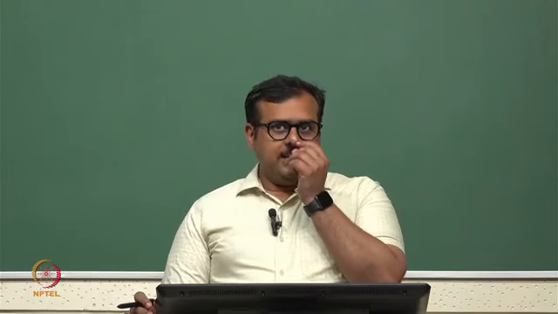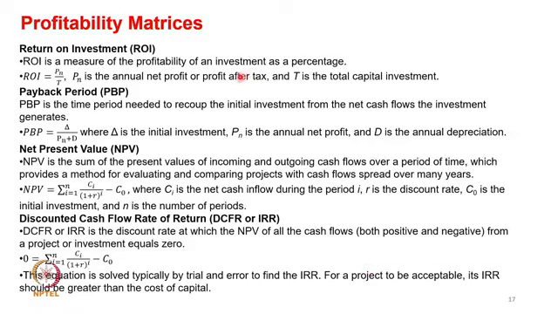So now let's look at some of the profitability metrics so that we can quantify the entire operation. You have return on investment, which is a measure of the profitability of the investment as a percentage. It is typically computed as the ratio Pn by T, where Pn is the annual net profit and T is the total capital investment. Then there is this concept of payback period. Payback period is the time needed to recoup the initial investment from the net cash flows.